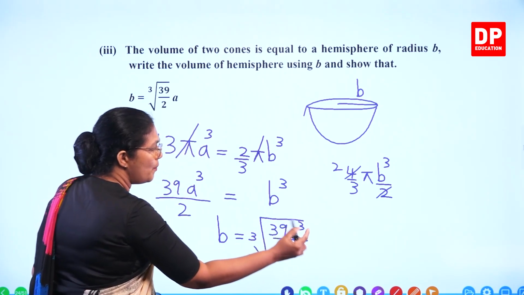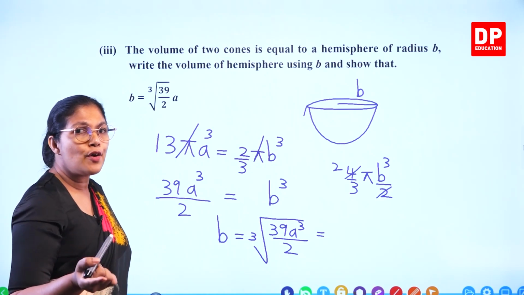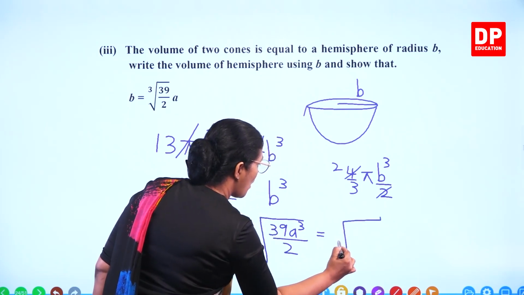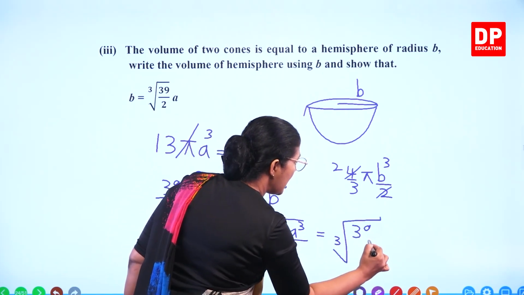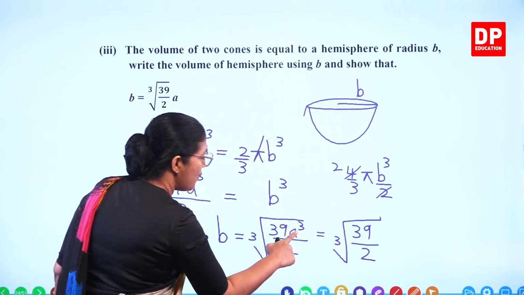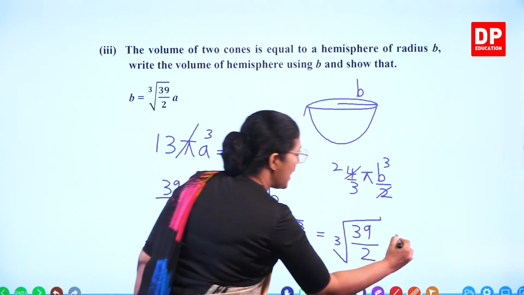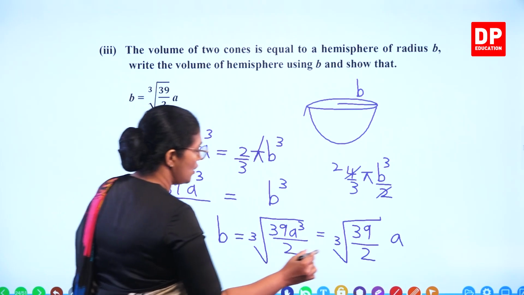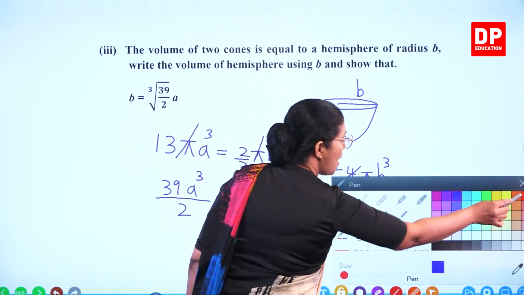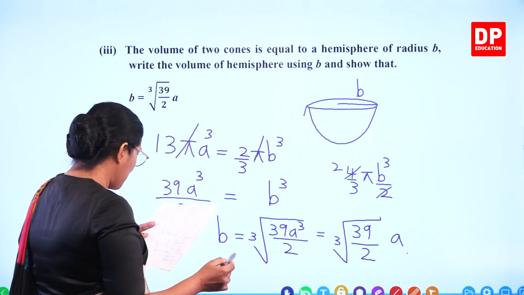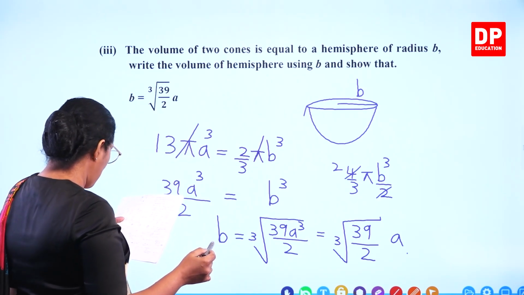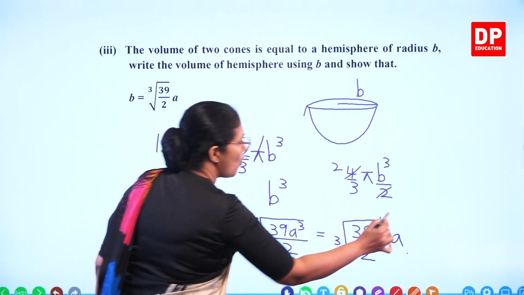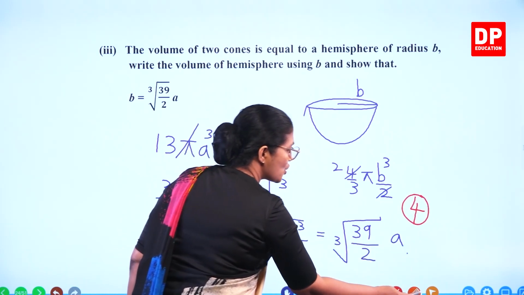But A cube you can simplify. Cube root of A cube becomes A. So you can simplify this further and write down cube root of 39 over 2, and then cube root of A cube is A. So B equals cube root of 39 over 2 into A. So how many marks can you get for this part? You get 4 marks for this part, equating the volumes and simplifying. Altogether, 4 marks for this question.